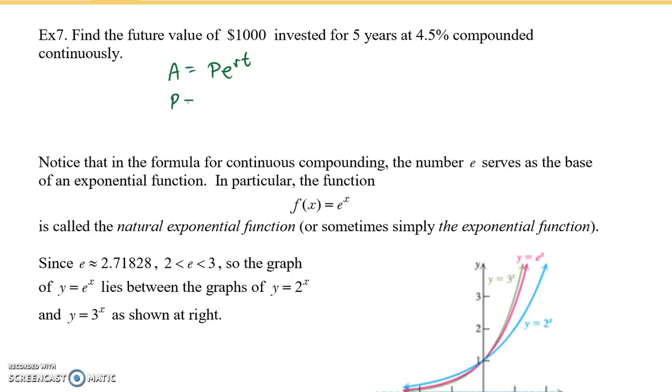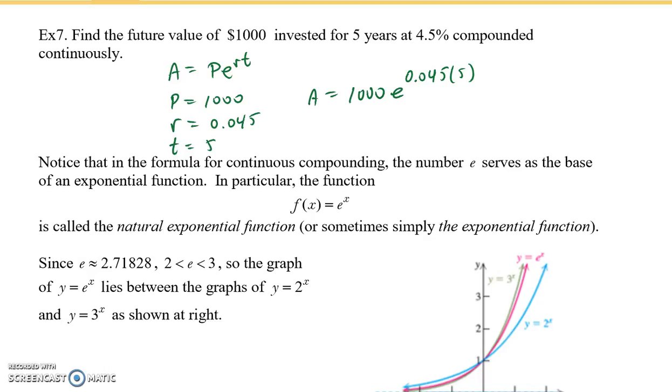Here, P is 1,000, r is 0.045, and t is 5. Remember, there's no value of n to substitute into this formula. So, substituting in now, A would be 1,000 times e to the 0.045 times t, which is 5.